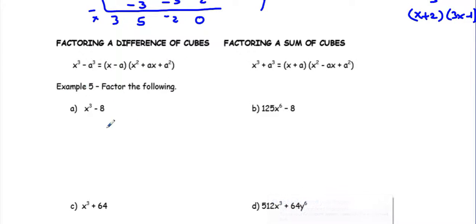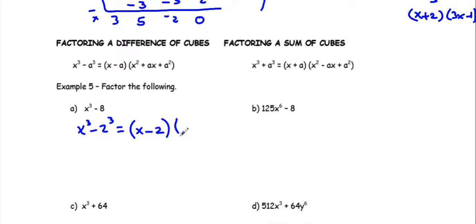So, x cubed minus 8. Well, 8 is a perfect cube. You can write this as x cubed minus 2 cubed. And then to factor it, what you do is you write out x minus 2, so x minus a, where a is the cube root of the number here.